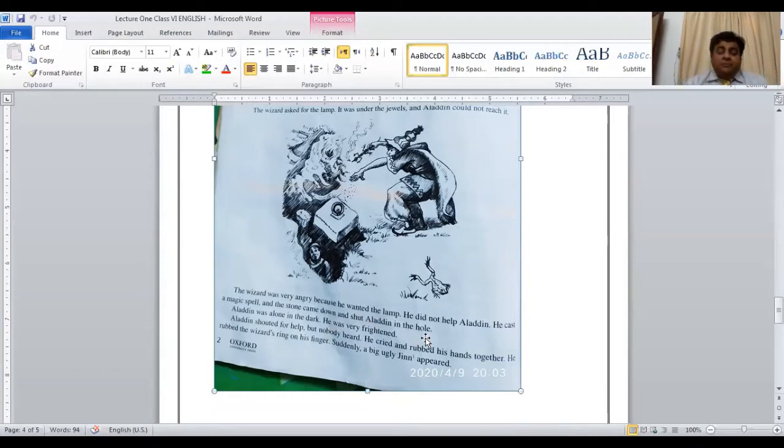Now what he did, he became very angry and then he cast a magic spell. The magician moved over at that time and the stone just came over the hole, and Aladdin was left inside as the stone came down and shut him in. Aladdin was alone in the dark. He was very frightened. Definitely everyone becomes frightened in the darkness. Aladdin shouted for help, but nobody heard because a stone was over there.